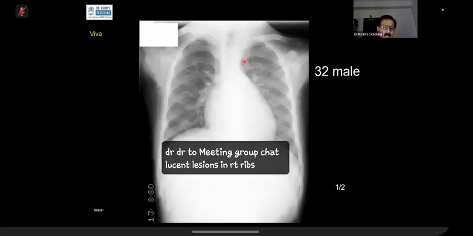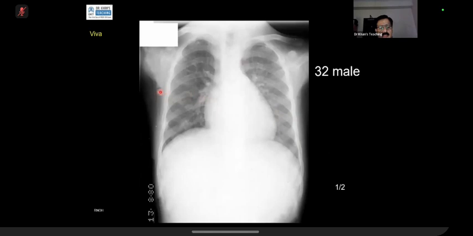Okay, somebody has picked it up. If you see here, you can see this lucency here, and you can see a similar lucency here. These are Looser zones. Candidate 3, when do you see Looser zones? Sorry, candidate 4.